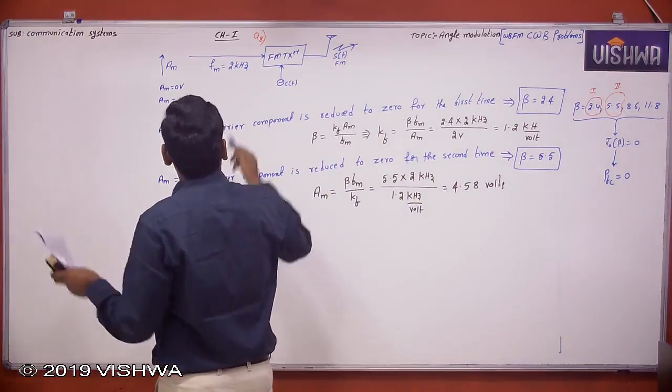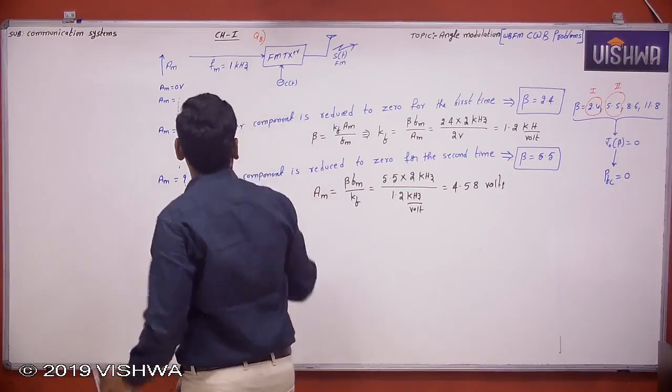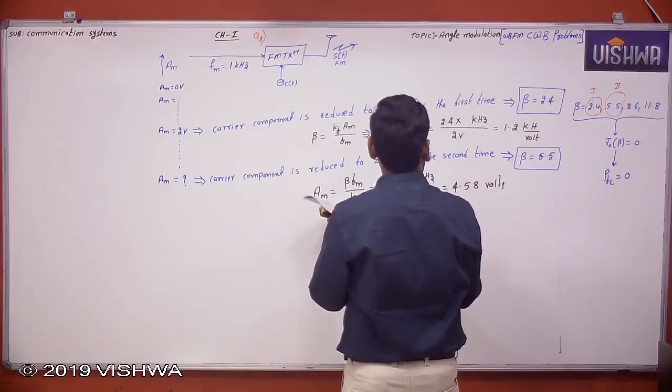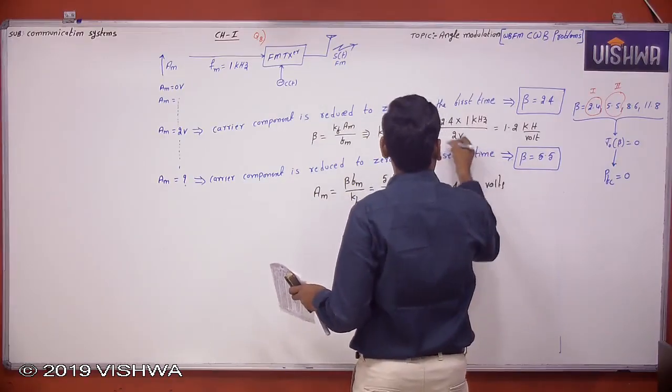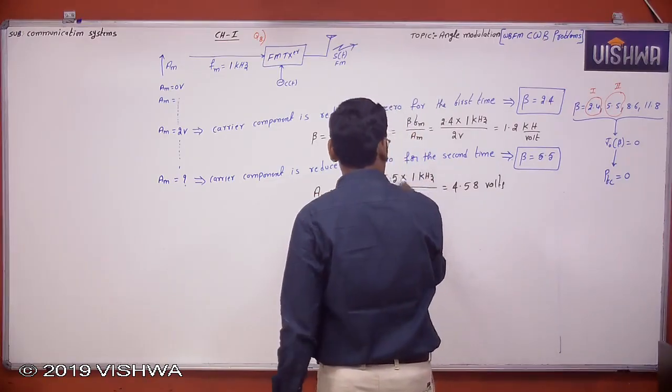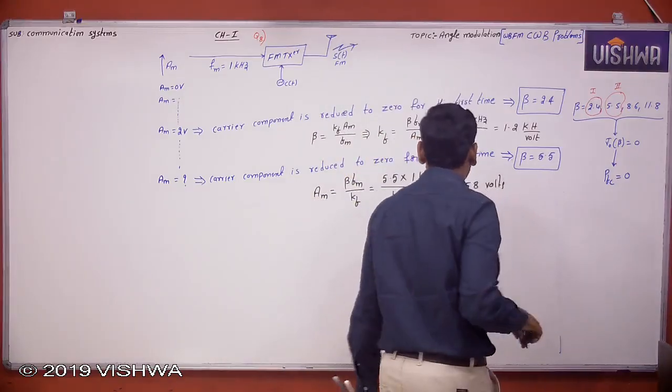Sorry, this fm is 1 kilohertz. The experiment is conducted at 1 kilohertz. Therefore, this is 1 kilohertz, and then only this is 1.2. Then this is 5.5 by 1. This is correct.